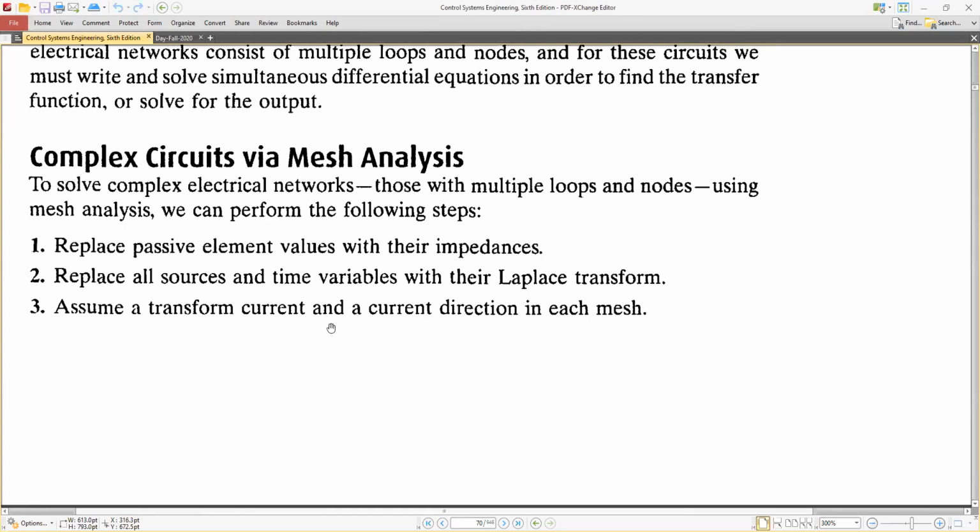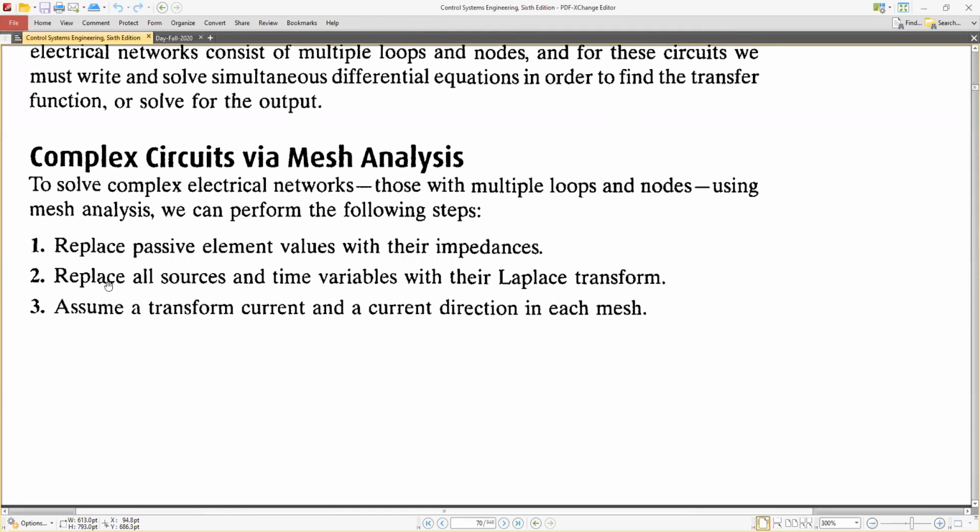So here they say how to perform mesh analysis. Replace passive element values with their impedances. What are the passive elements? Resistor, inductor, and capacitor. Just remember what the passive elements are. As an electrical engineer, you should understand what the passive elements are. You should memorize the names.